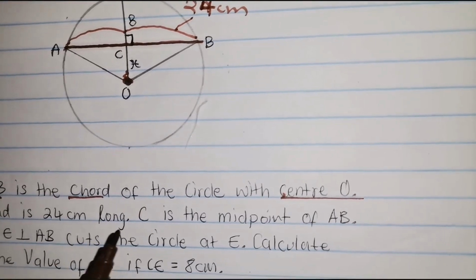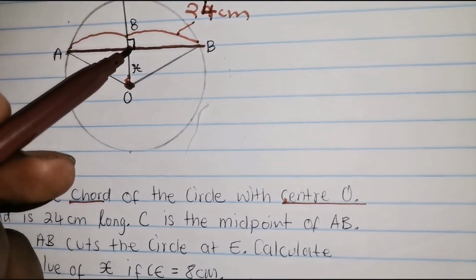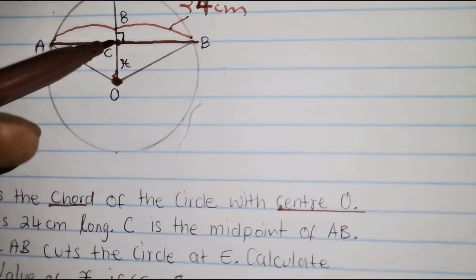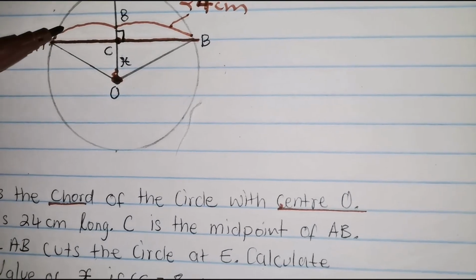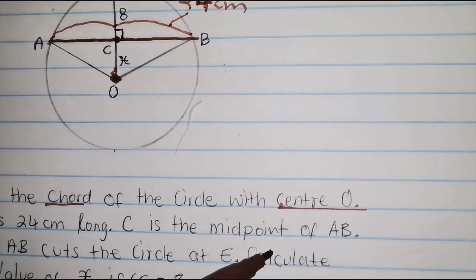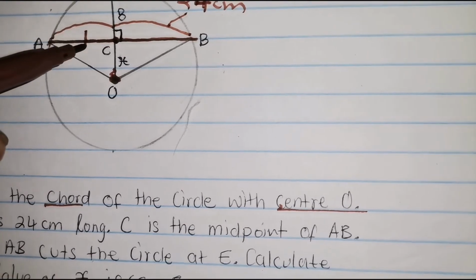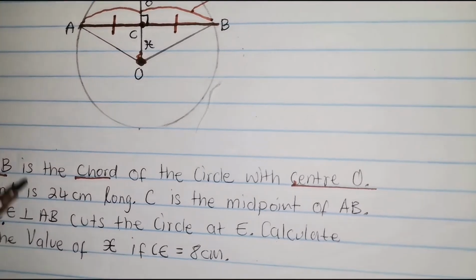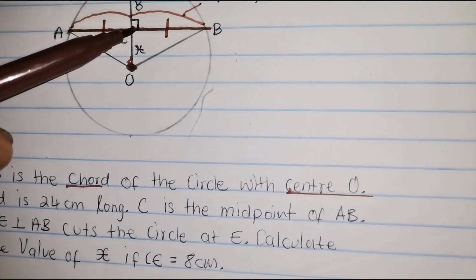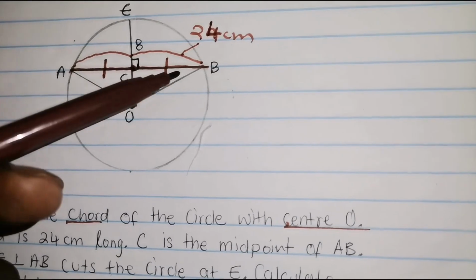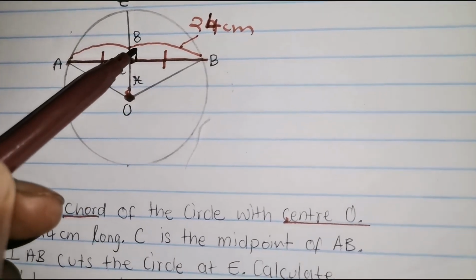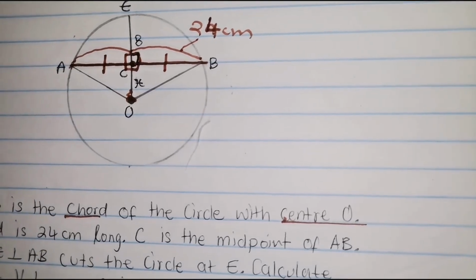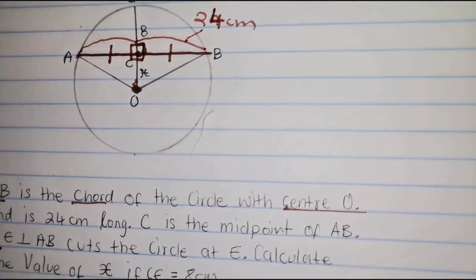Then C is the midpoint of AB. Midpoint, obviously, do you remember Theorem 1b? It says that if we have a midpoint, that means AC is going to be equal to CB, such that CE is perpendicular to AB. That means angle C is 90 degrees. Each and every angle that forms part of point C is equal to 90 degrees. And it cuts the circle at E.